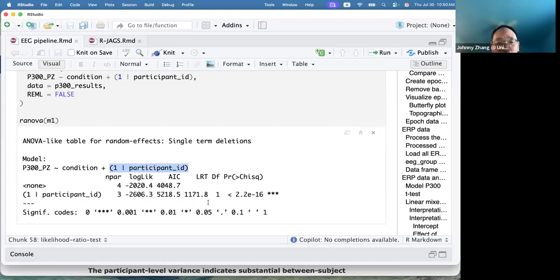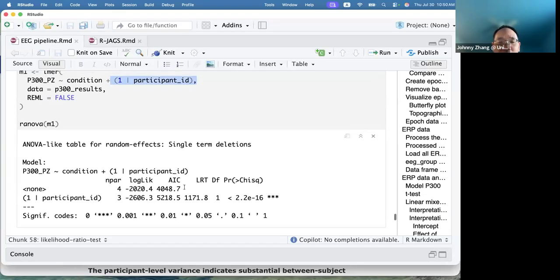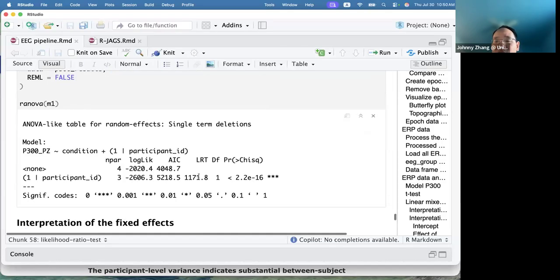So if you compare the two models, notice that the model with the individual intercept fits much better than the model without the individual parameter. So this means we have a significant variance parameter too. This again supports the use of mixed effect models. Okay.